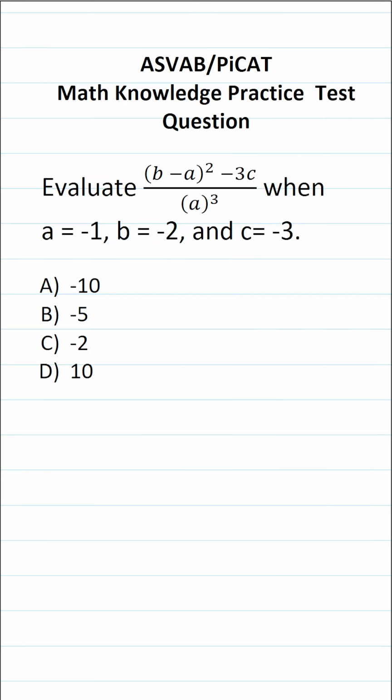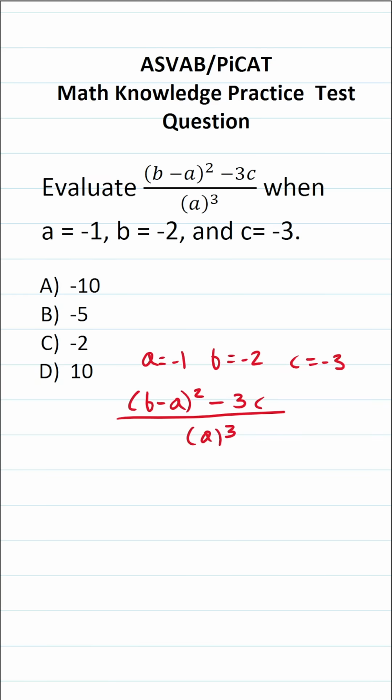Again, on the actual ASVAB and PiCAT, you're not given a reference sheet or a calculator. For that reason, I recommend you get in the habit of copying things down and working them out on your own scratch paper. In many cases, people make mistakes on this test simply because they copied something down wrong, and you want to get in the habit of doing that correctly before test day.